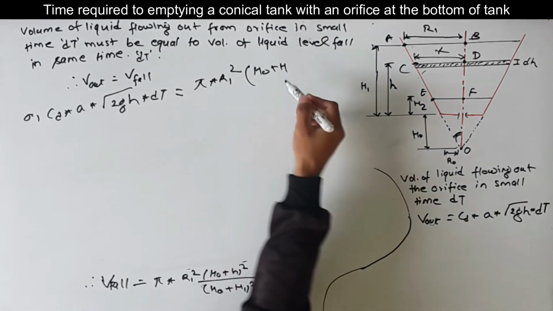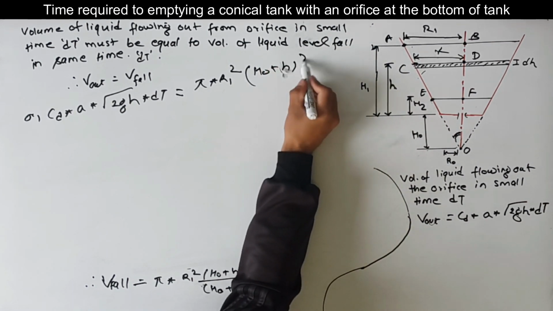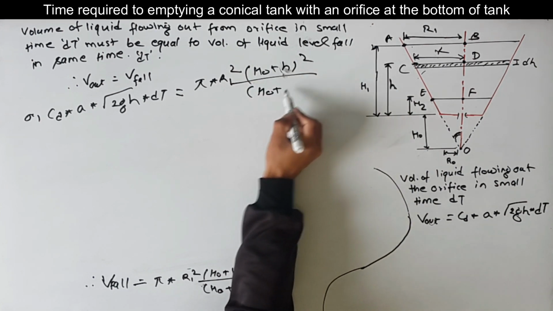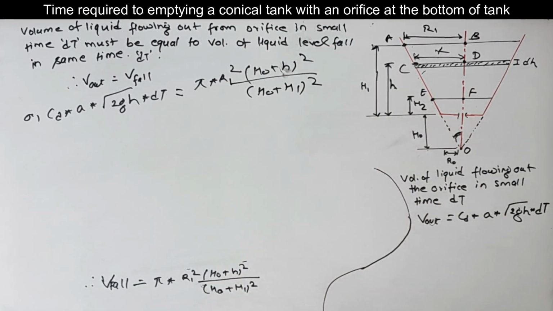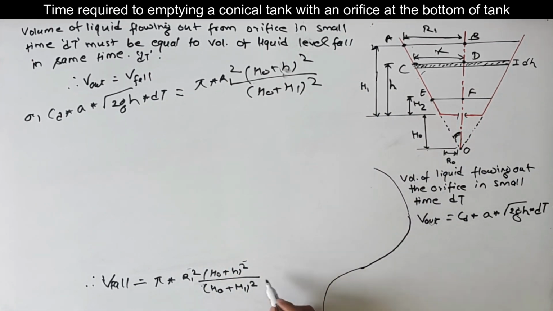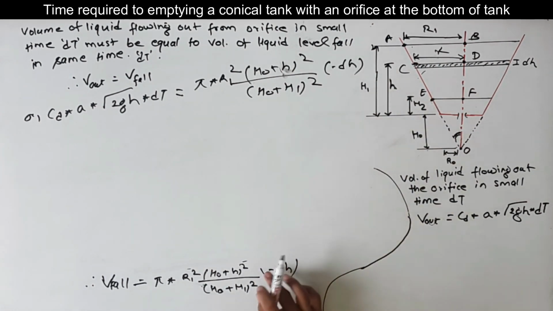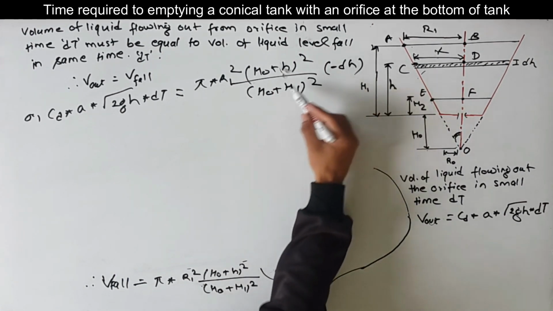pi into r1 square, h naught plus small h whole square upon h naught plus capital H1 square, and we have remaining dh, so we put here minus dh. Here a negative sign is introduced.